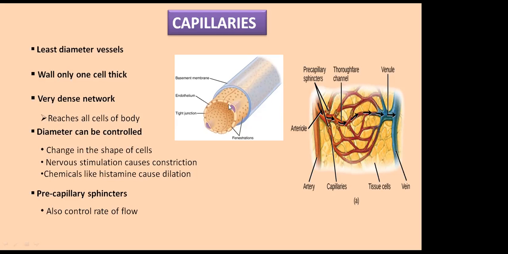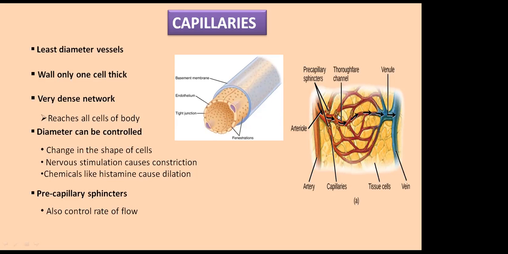The diameter of the capillary can be controlled by change in the shape of the cells, nervous stimulation causing constriction, and chemicals like histamine causing dilation. So capillary constriction and dilation depend on neural as well as chemical control.